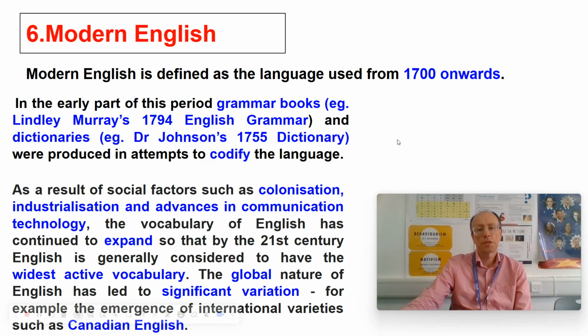Okay, so we've got, at this time in the modern English period, from 1700, we've got colonisation happening, we've got the Industrial Revolution, we've got huge advances in communication technology, and therefore the vocabulary of English continues to expand, even to this day, to take into account all of these things. And you would have to say that English has the widest active vocabulary of all the 6,000 languages in the world today. So it's got a global nature as English, and that has led to significant variation. So, for example, you've got the emergence of various international varieties of English, such as Canadian English.